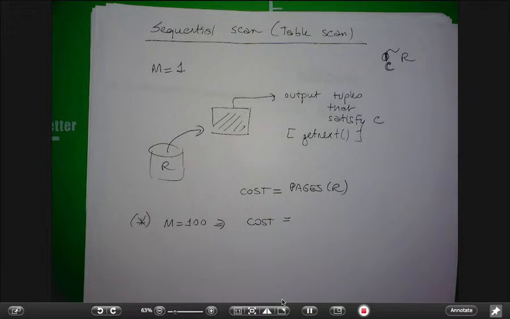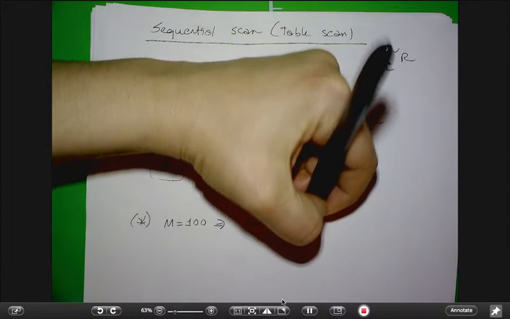Yes. But you still have to read every single page of R. Right? You just read it 100 at a time versus 1 at a time, right? But you still cannot escape from the fact you have to read every single page. Right? So, it is in fact pages of R.